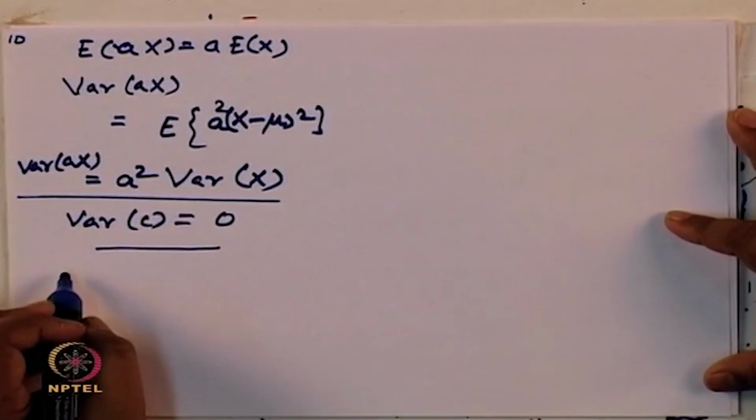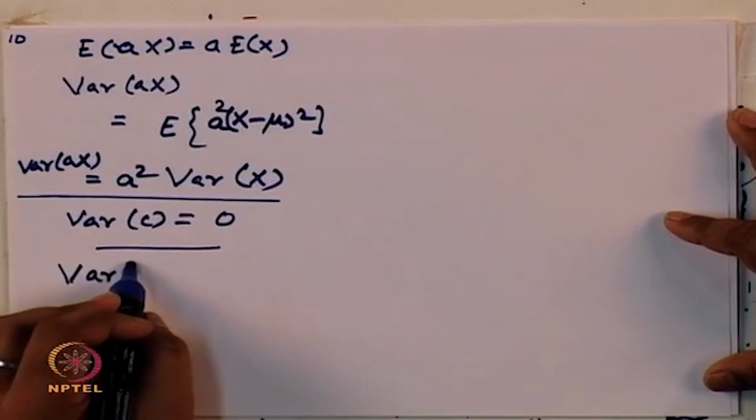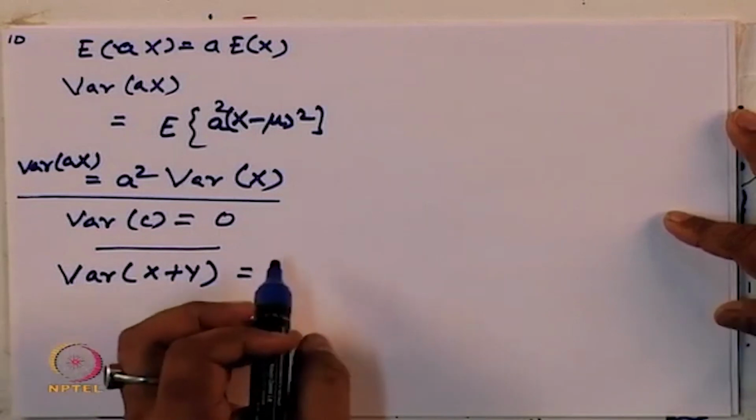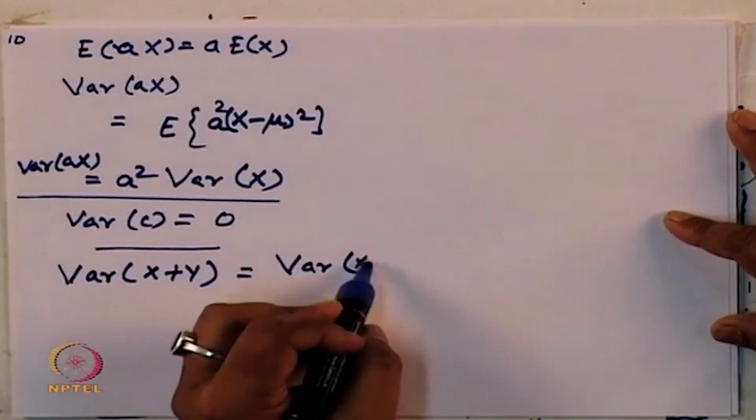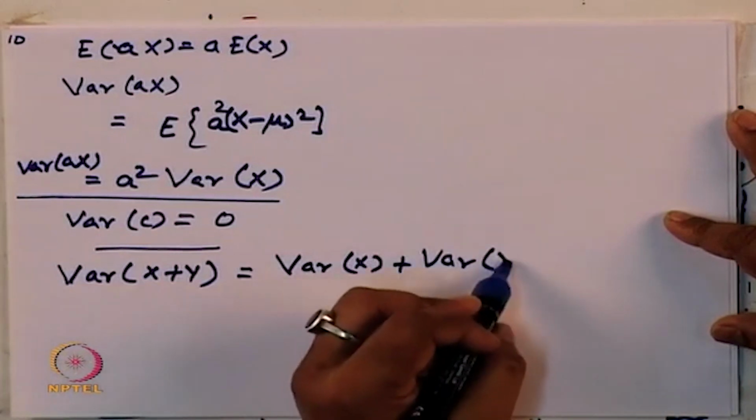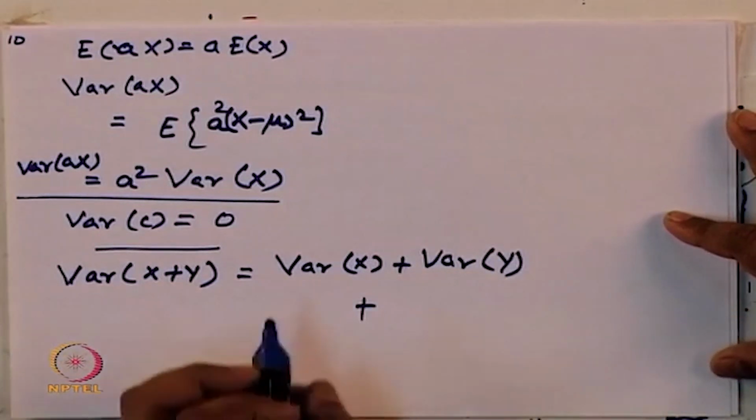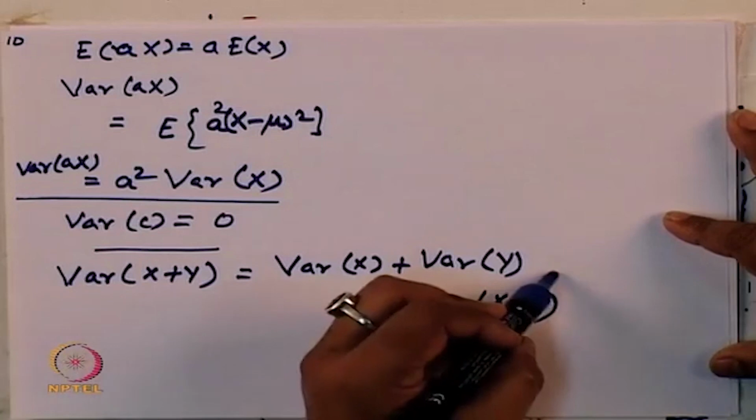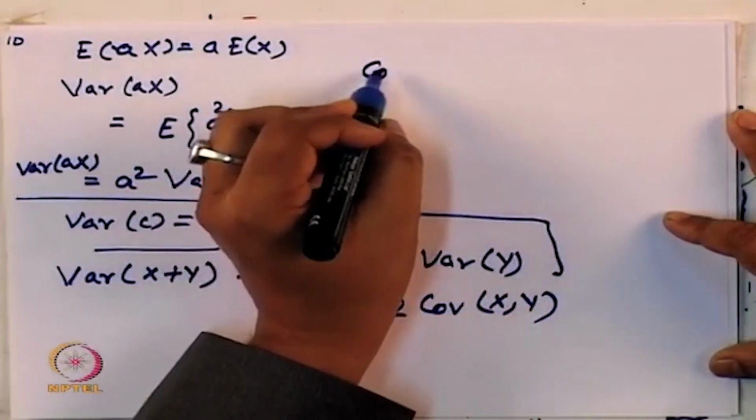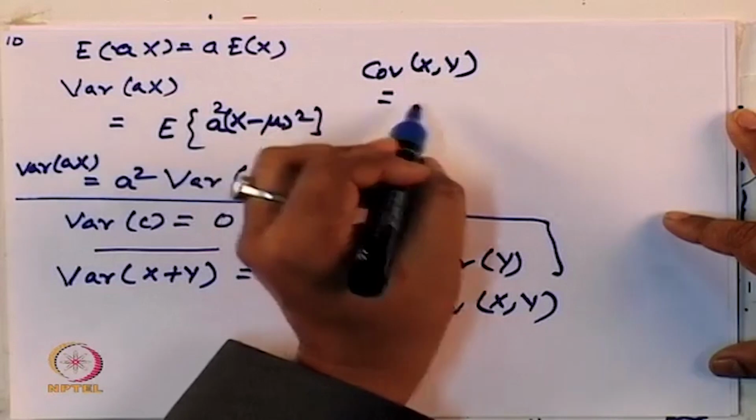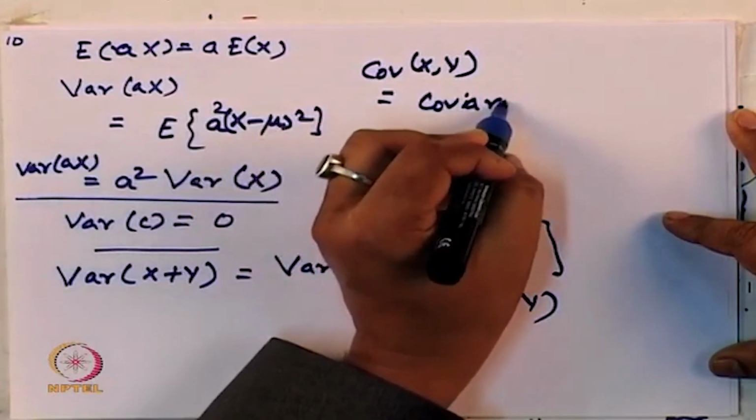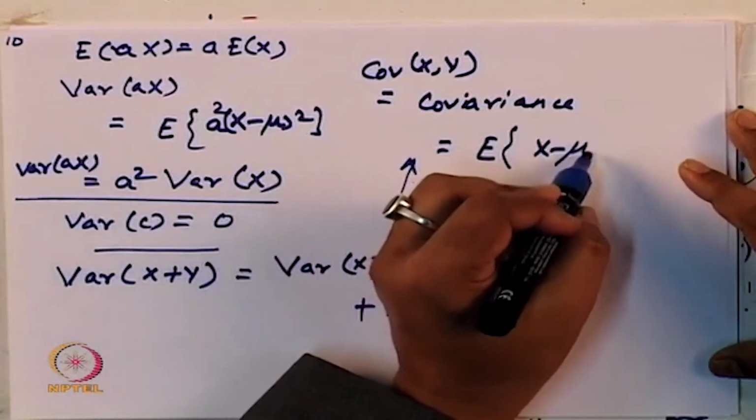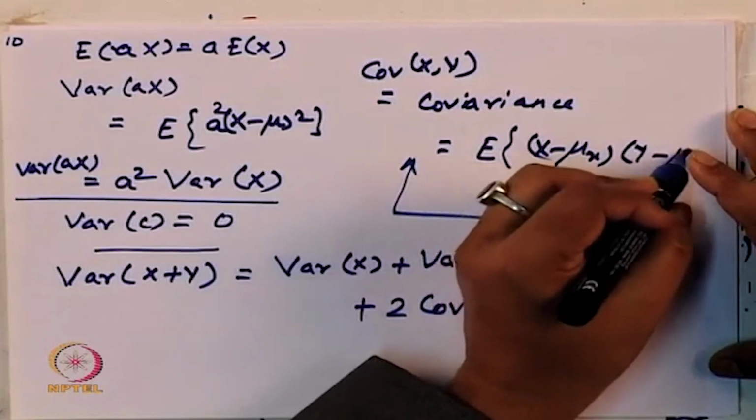You can also write down the expansion for variance of x plus y. This is a little bit tricky, but you will see that in the most general case, it comes out to be variance of x plus variance of y plus 2 times covariance of x comma y, where covariance of x comma y is defined as the expectation of (x minus mu x) into (y minus mu y).